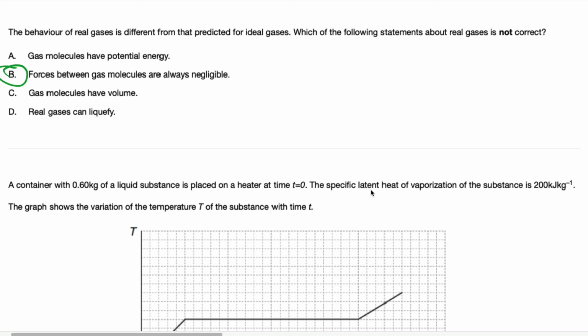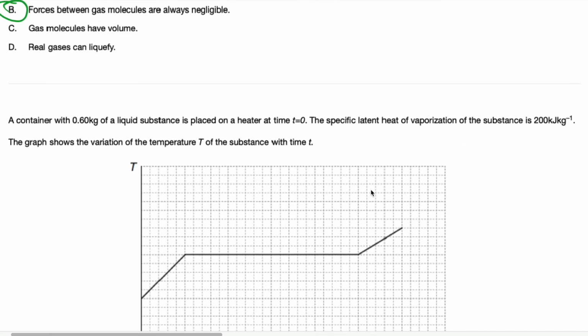So we make the assumption that the intermolecular forces can be ignored for ideal gas, which is not always true for real gas since there are always intermolecular forces between molecules. So B is the correct answer.